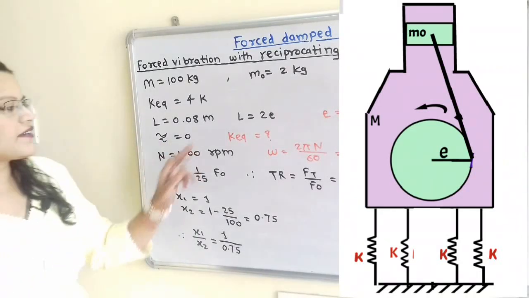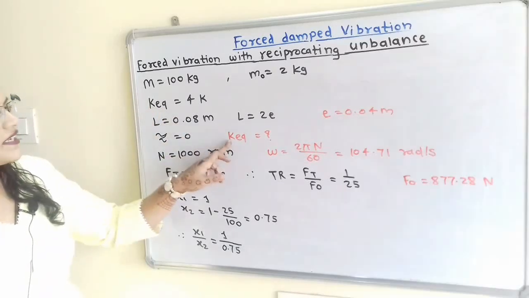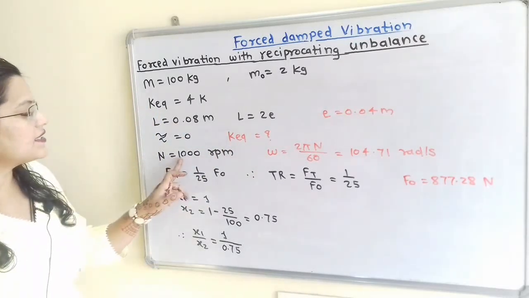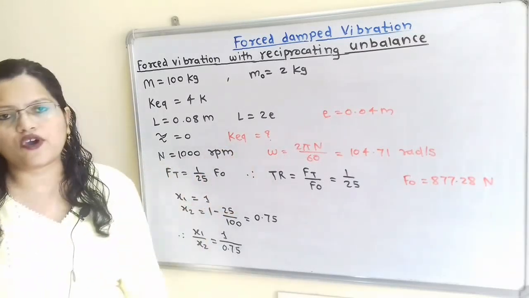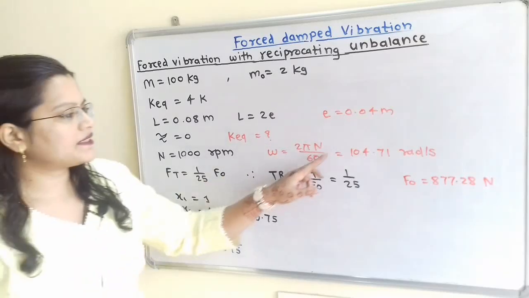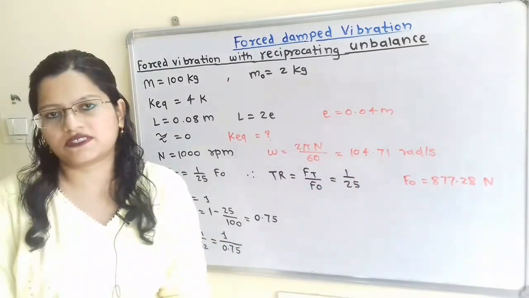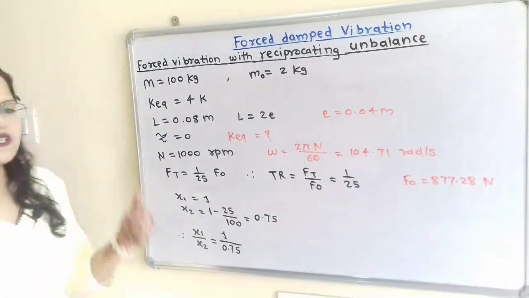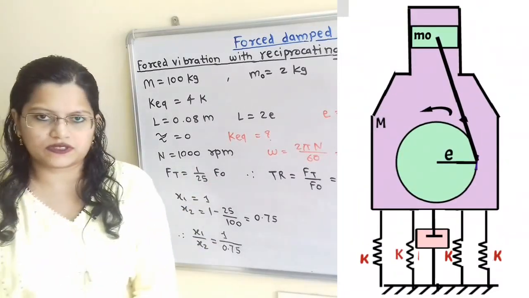Now zeta is equal to 0 and we have to find out the equivalent stiffness, that is K equivalent. Now the speed is given, N is equal to 1000 rpm. So from that we can calculate the value of omega, 2 pi N by 60, which is equal to 104.71 radians per second. Now one statement is given, transmitted force is 1 by 25 times the impressed force.